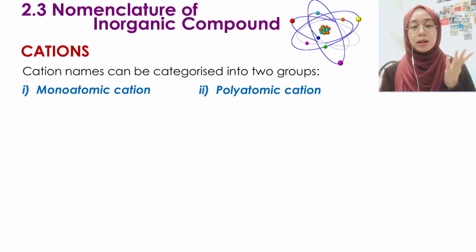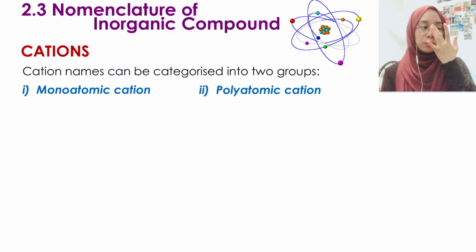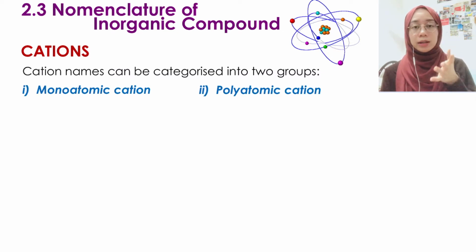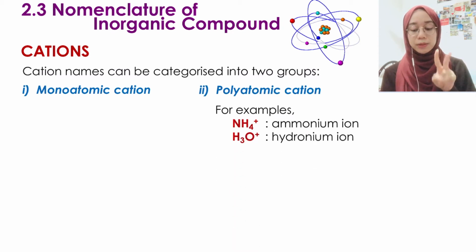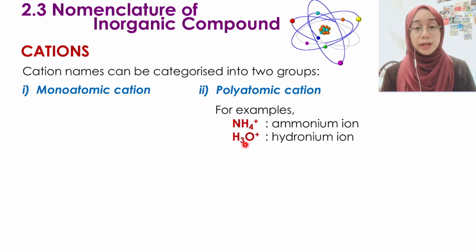Tak banyak benda kat sini, because contoh untuk polyatomic ion pun tak banyak. Yang kamu kena tahu ada dua sahaja. For example kita ada ammonium ion, which is NH4+. And then kita ada hydronium ion, H3O+. Be careful with the way you write the charge. The charge will always be dekat yang paling last, dekat top right lah.